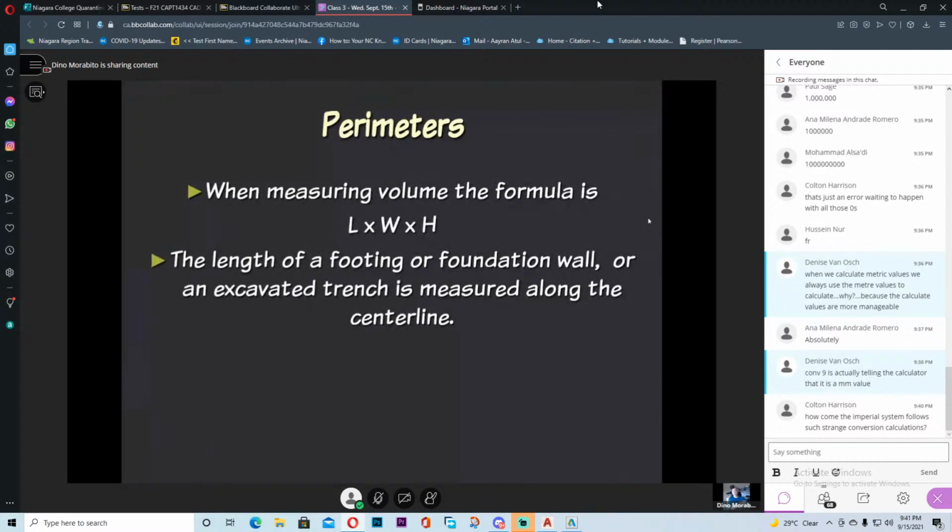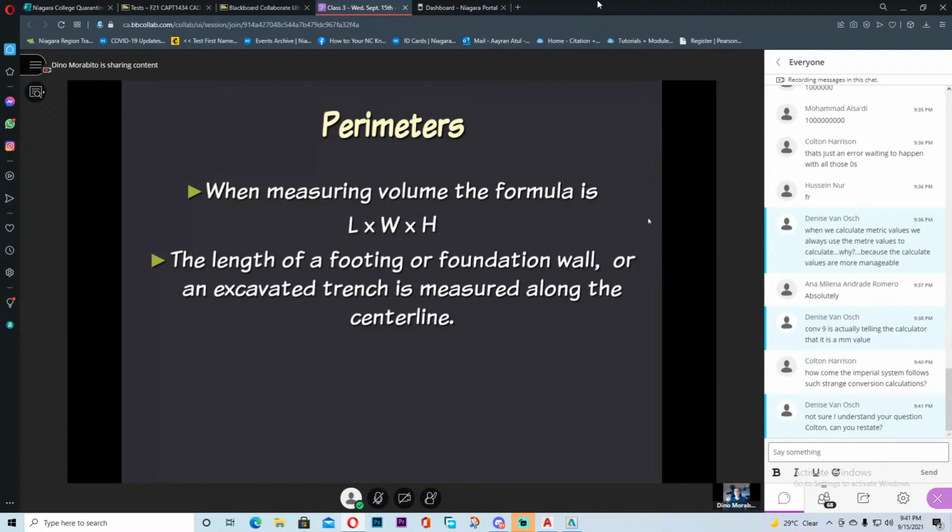So one of the first things that we're going to talk about when we actually start doing mathematical calculations is perimeters. We like to use perimeters. A perimeter is very handy, especially if I'm looking at a building, because I like to know what the total length around the building is. And it's a number that can be extremely helpful when I'm calculating things like the concrete quantities for the foundation wall, for the footings that go underneath the foundation wall. And they're usually easy measurements.